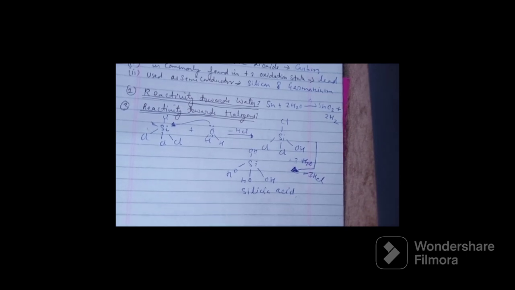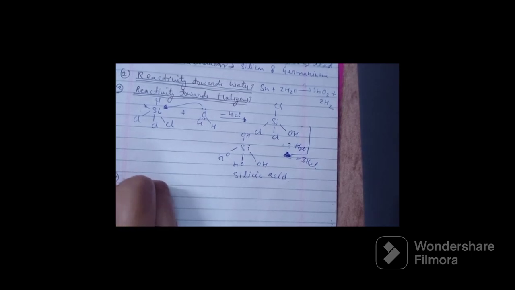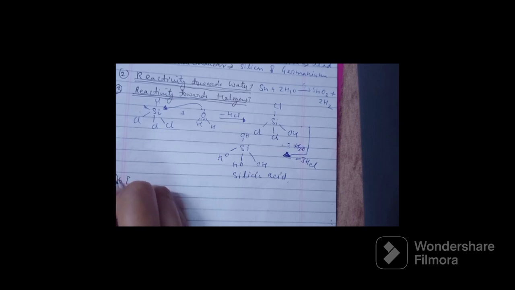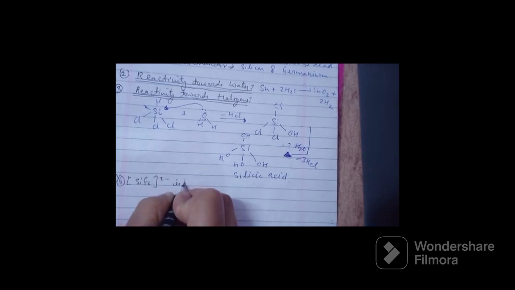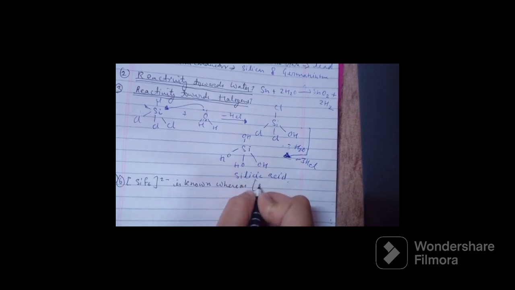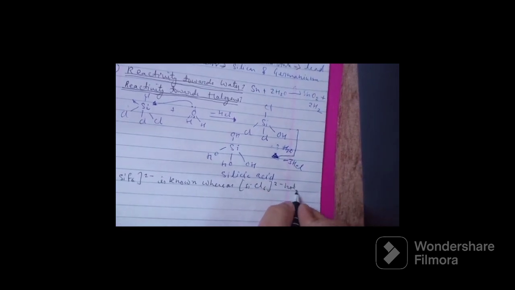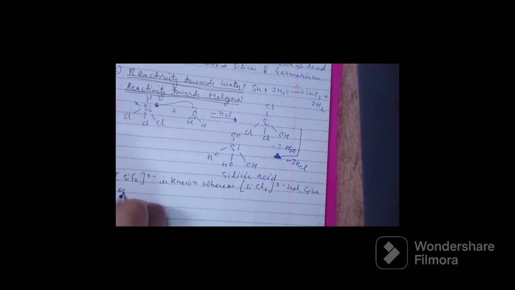Now we go for the question here. The sixth question of this unit is: SiF6 2- is known, whereas SiCl6 2- is not. Give possible reasons.